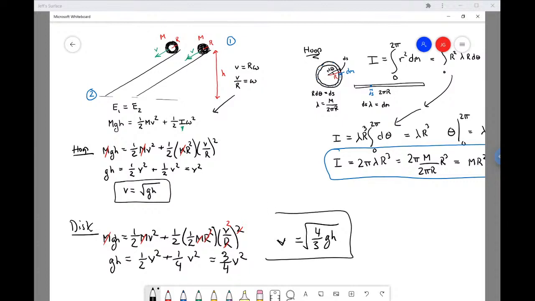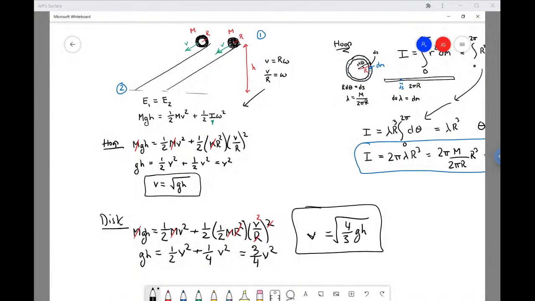So here's our result for the disk. So which of these quantities is smaller? These quantities represent the speed of the hoop and the disk at the bottom of the hill, and the square root of 4/3 gh is bigger than the square root of gh. Not by much, but it is bigger. Okay, so the disk gets to the bottom of the hill first.